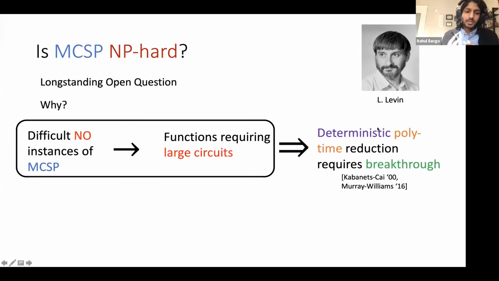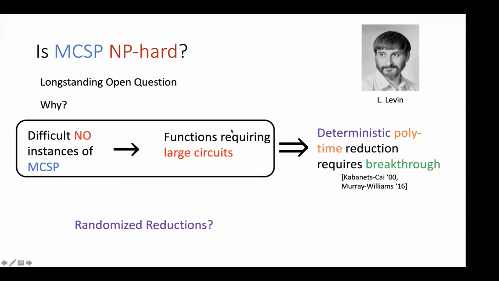In particular, there are two holes here that I think we might be able to exploit. This is talking about deterministic reductions. What about randomized reductions? While we might not know how to come up with functions requiring large circuits deterministically, if you were allowed to use randomness, then all of a sudden it becomes very easy to come up with functions that require large circuits. You just pick one at random, and then by a counting argument, that function requires large circuits. So it's not clear what barrier there might be to showing that MCSP is NP-hard using a randomized reduction.